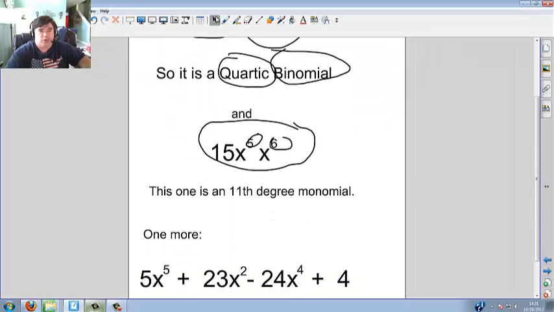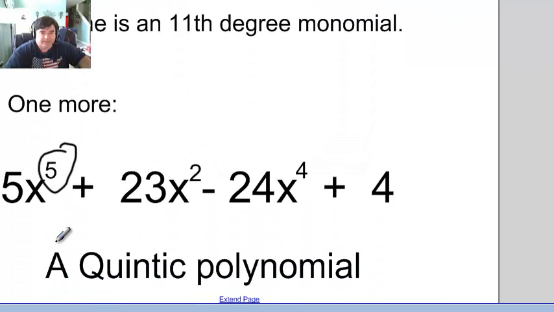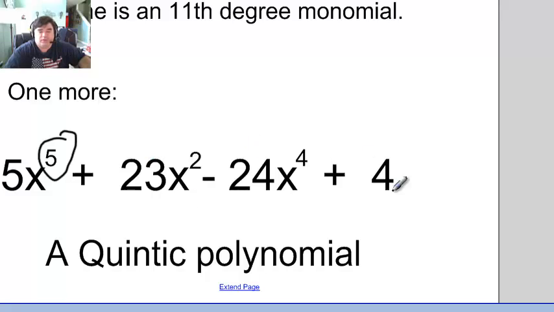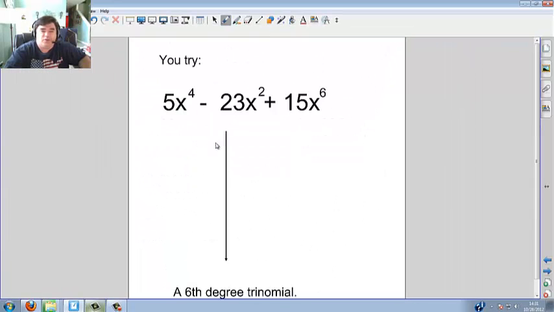One more. Huge one here. What's the biggest degree? Right here. So it's going to be quintic, and there are 4 separate terms. Remember, monomial, binomial, trinomial, anything beyond that is just called a polynomial. There could be a term, but we're not going to worry about it this time. If you don't have one of the 3, you're just going to say polynomial. You try, go ahead. I guess it's listed below.